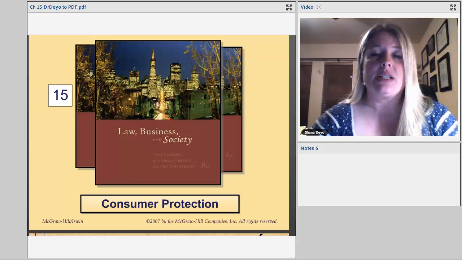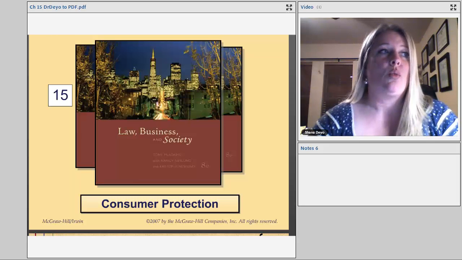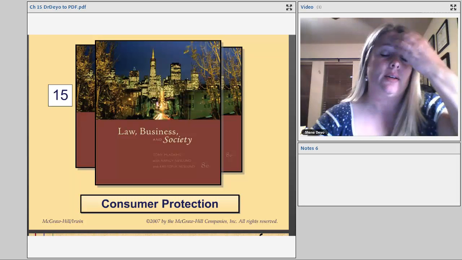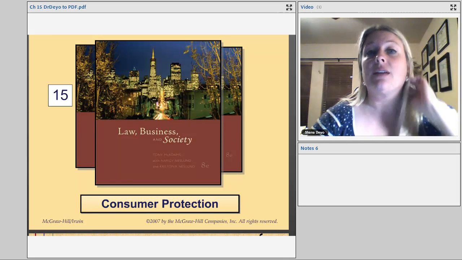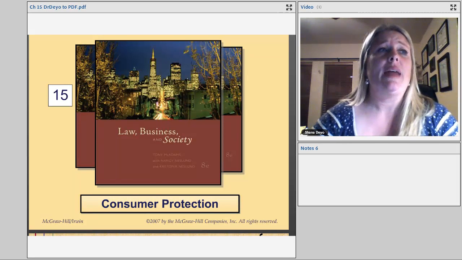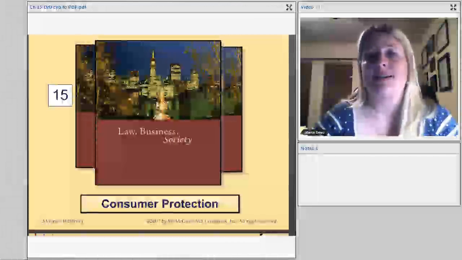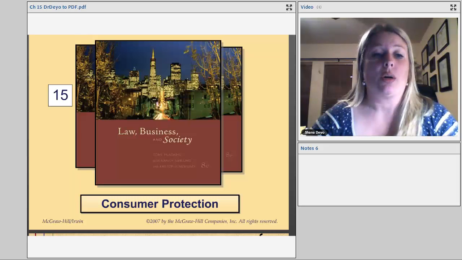So Chapter 15 is about consumer protection. It's about what laws are out there to help ensure that consumers have the best buying advantage that they possibly can, that they're not being taken for granted, and that products are safe or don't misadvertise in some way that would harm us.